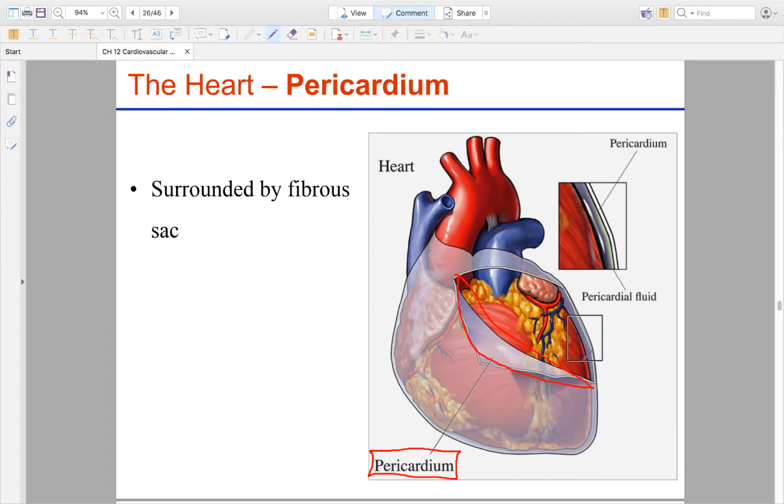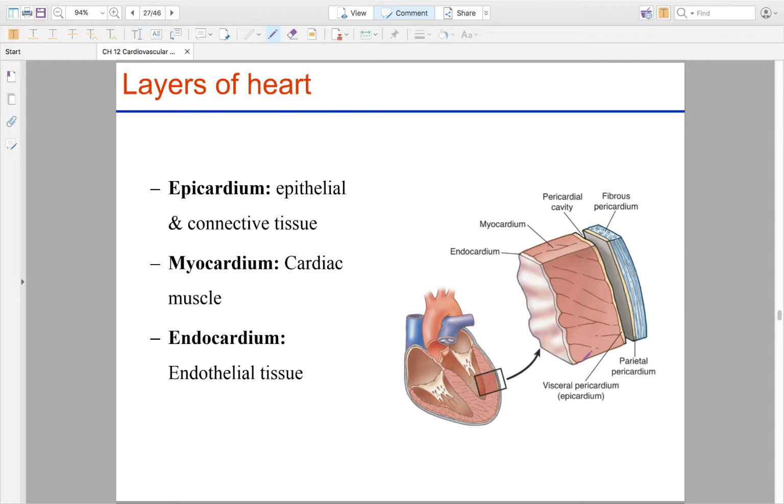Okay, so now we're going to look at the layers of the heart. The heart is made up of 3 layers. Let's start from the outside and work inside. The outside layer is the epicardium, and epi means around, and it's the outermost layer.